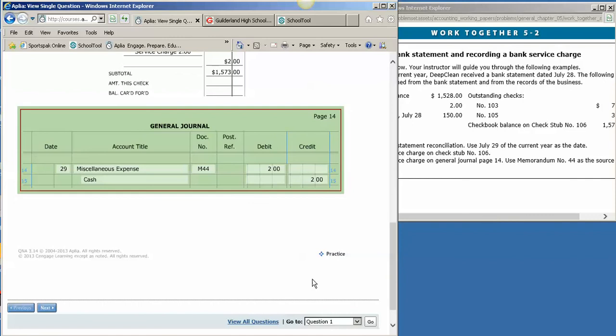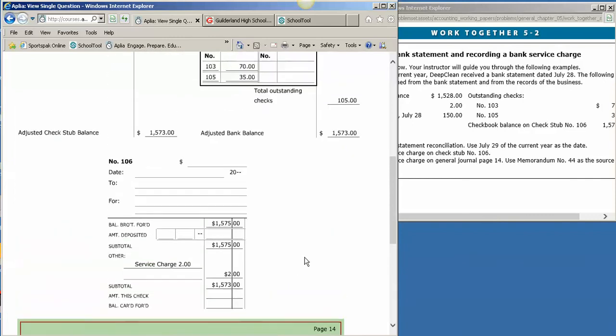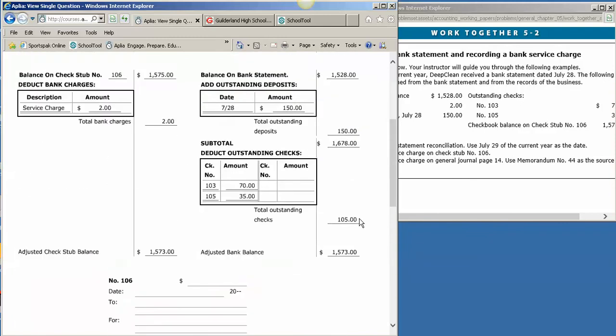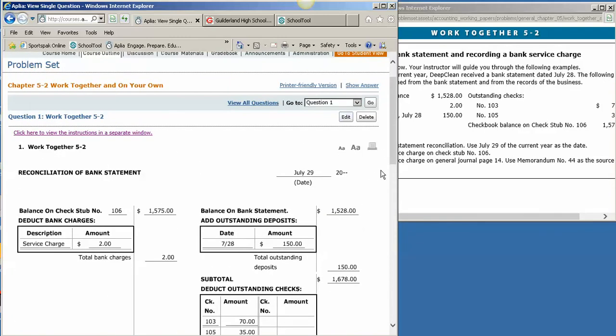And that's all there is to it. That's your bank reconciliation, updating your checkbook stub, and processing a journal entry for a service charge. Hopefully this is helpful to you as you complete your application problem.